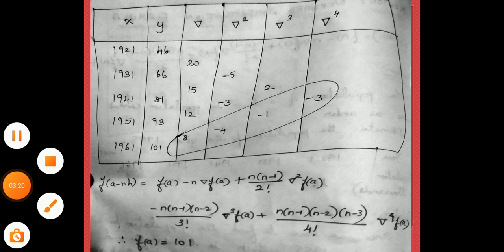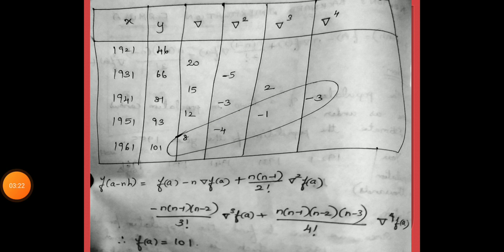Now again we have to subtract. 15 minus 20 is minus 5. 12 minus 15 is minus 3. 8 minus 12 is minus 4. Minus 3 minus minus 5 is 2. Minus 4 minus minus 3 is minus 1. Minus 1 minus 2 is minus 3.